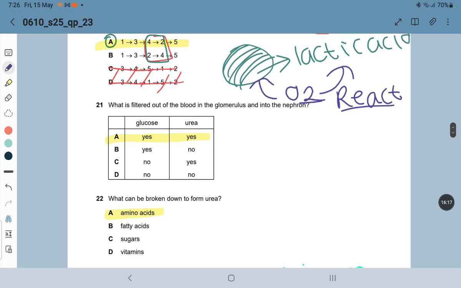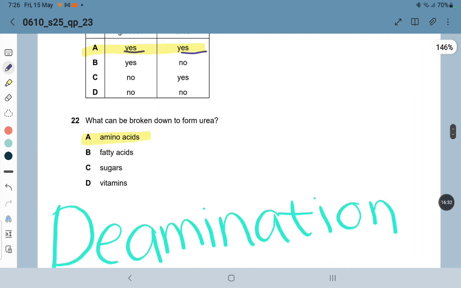Question number 21. What is filtered out of the blood in the glomerulus and into the nephron? Glucose, yes, and urea, yes, because glucose and urea are small molecules and not large molecules such as proteins, so both will pass and there will be no problem.